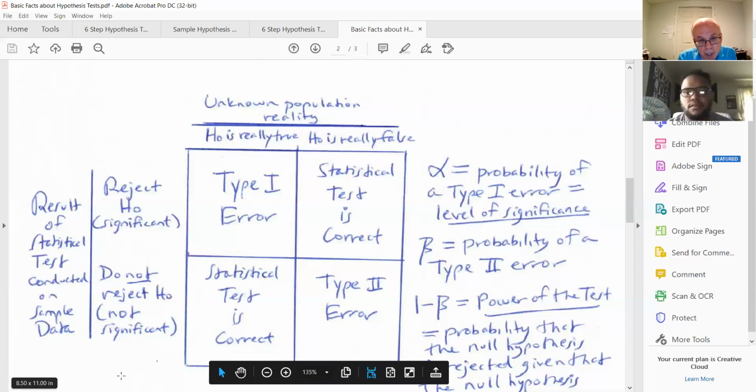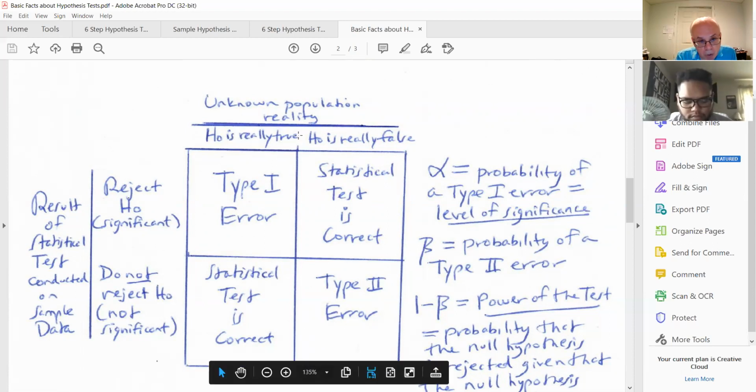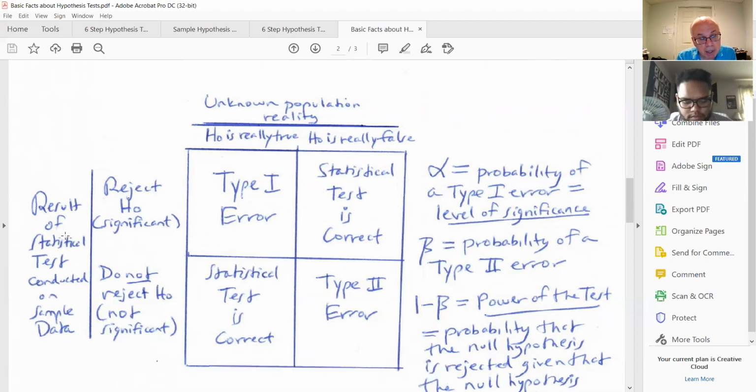Now, you don't really know if you made the error or not because it's an unknown population reality, whether the null hypothesis is true or not. If you knew ahead of time whether it was true or not, there's no reason to do any of this. But we don't know that, so we're making a hypothesis or a guess of what the null hypothesis is. Then we take our sample and run through the 6-step process of the hypothesis test. And then we make that determination. Do we reject or do we not reject the null hypothesis? At that point, we can determine what type of error we could have made.